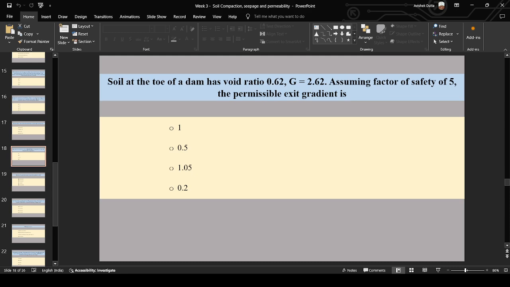Soil at the toe of a dam has void ratio 0.62 and G, that is the specific gravity of soil solids, is 2.62. Assuming factor of safety of 5, the permissible exit gradient is. Options are 1, 0.5, 1.05, or 0.2.